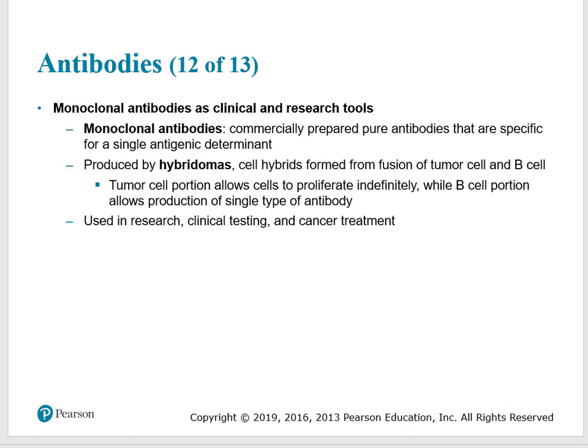Because the cells die after 50 replications normally, you don't want them to die. Hence, you're fusing it with the cancer cells so they can reproduce. And every time they reproduce, you have more and more antibody produced in large quantity. So once you have that antibody produced and released out of the cell, you can collect all that and give it to the patient.